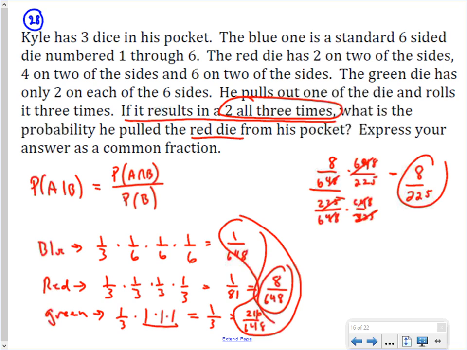The other thing you could have done on this is thought about the 216 possible rolls and done it as a counting problem, but this is a nice way to do a conditional probability problem like this.